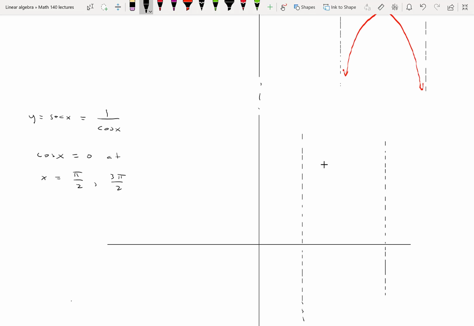Let me get rid of the ruler. So there's pi over 2, because the cosine is 0 there. Here's pi. The cosine of pi is -1, so we don't get a vertical asymptote there. Cosine of 3 pi over 2 is 0. So I'll extend the x-axis a little bit. Here's my y-axis.